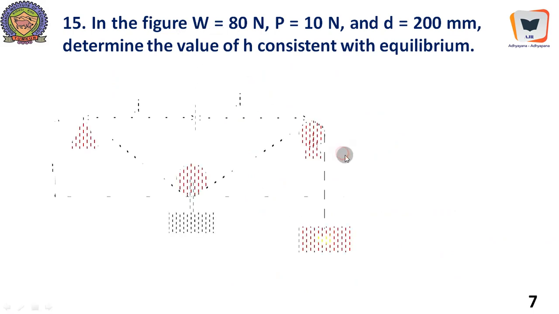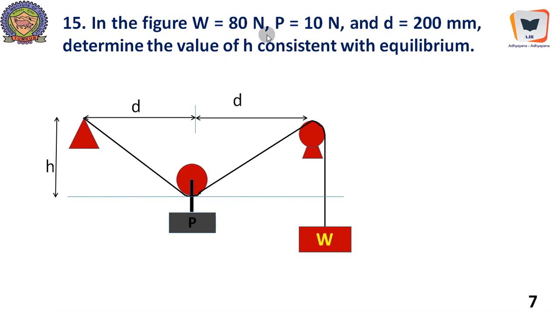And the 15th problem goes like this. In the figure, W equal to 80, P equal to 10 Newton and D equal to 200 millimeter. Determine the value of the H consistent with the equilibrium. Of course, this problem needs some kind of pre-processing. Before applying this particular weight, this wire was turned and it was horizontal. Now, after placing the sphere of weight P, that is 10 Newton, this wire naturally should sag.